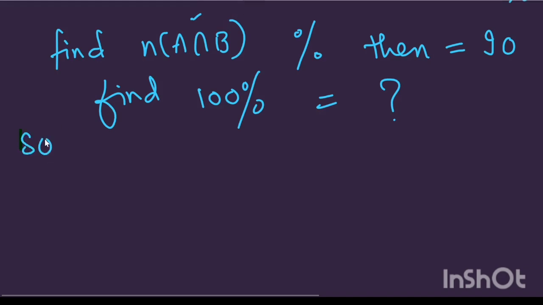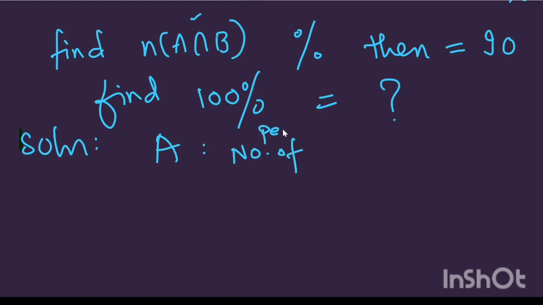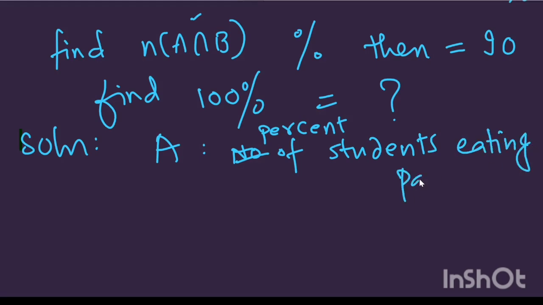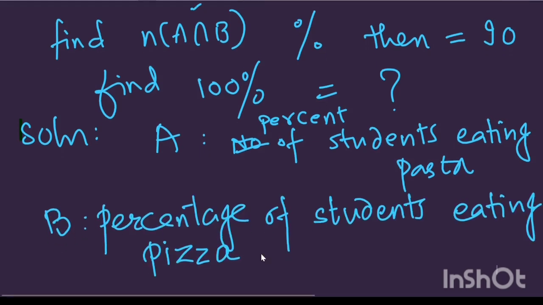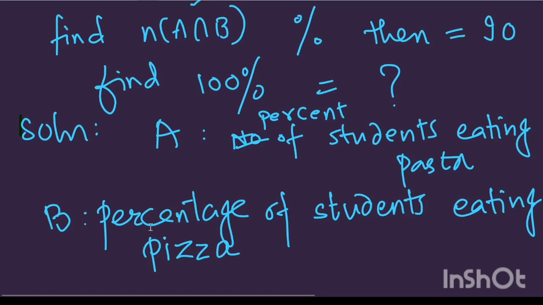So let's assign A as the percentage of students eating pasta. Okay, so B is what, guys? B is the percentage of students eating pizza. Okay, guys.